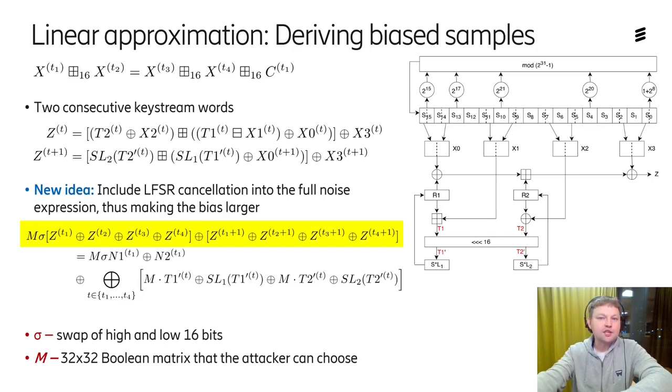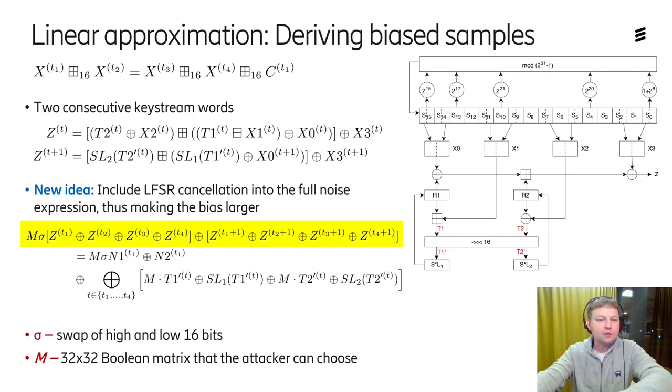Now, when we found the cancellation rule on X terms, we can proceed with approximation of the finite state machine. Consider the expressions for two consecutive keystream words. It's clear that two words should be enough to approximate the FSM, where on one side there will be a noise and on the other side there will be X terms. However, we can use the above cancellation rule on X terms and derive the total noise while including the cancellation rule on X terms directly into the noise expression, and it gives a larger bias overall. That idea can be used in analysis of other stream ciphers as well.